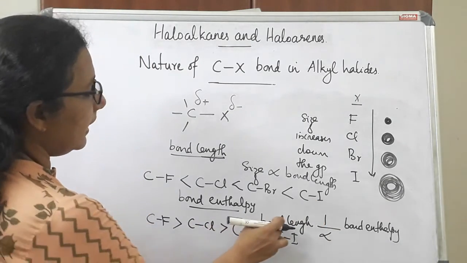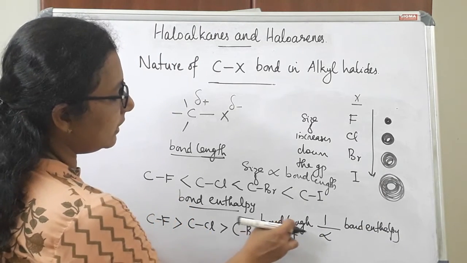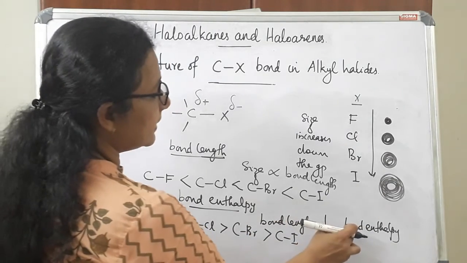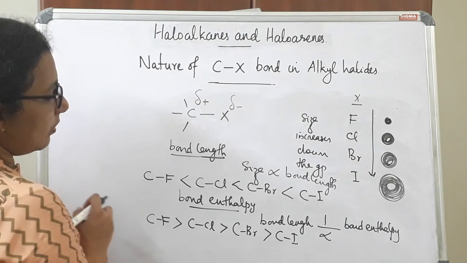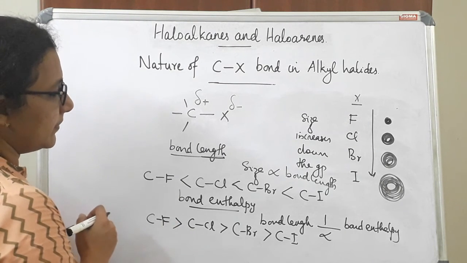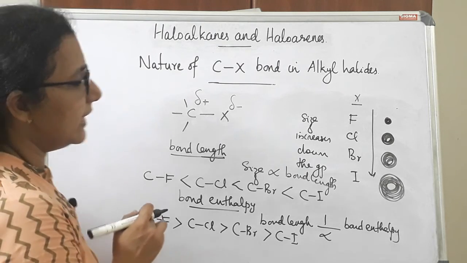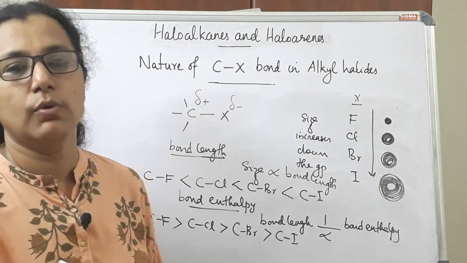So bond length and bond enthalpy are inversely proportional. When bond length is more, bond enthalpy is less. So we can write the order of bond length and bond enthalpy like this. So this is about the nature of the C-X bond, and the bond length and bond enthalpy.